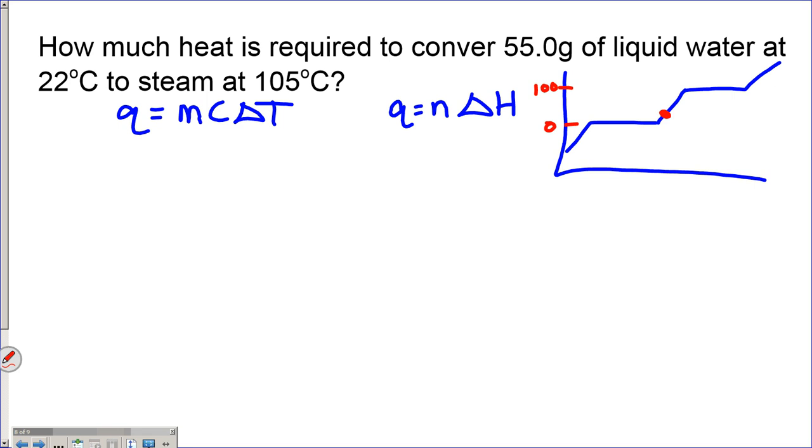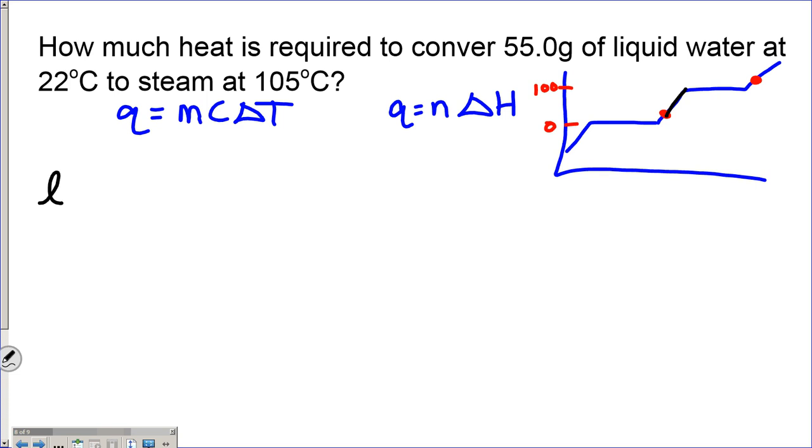And then we're changing into steam at 105 degrees Celsius. That's above the 100, so in our gas phase, so right there. So you kind of have to look at what phases you're going through and what changes are occurring. I like to write this out to the side for myself because I know if I'm starting at this 22, I'm heating up that liquid. So I'm going to have a liquid step.